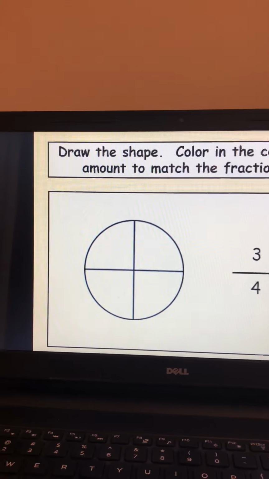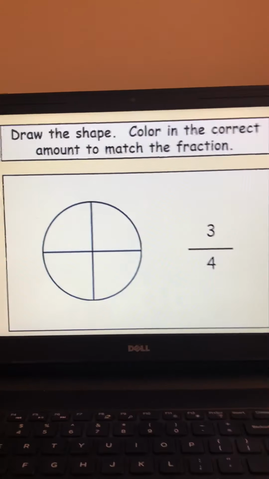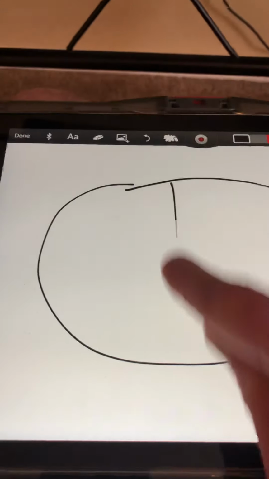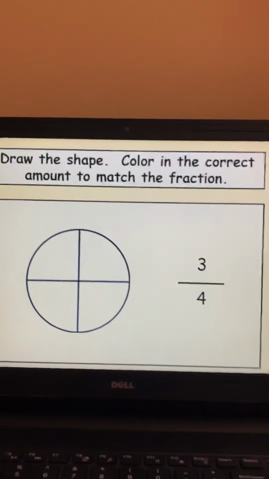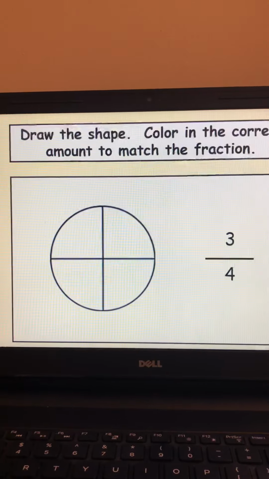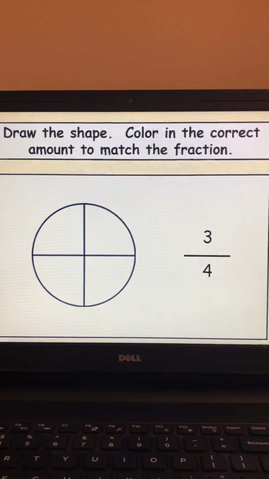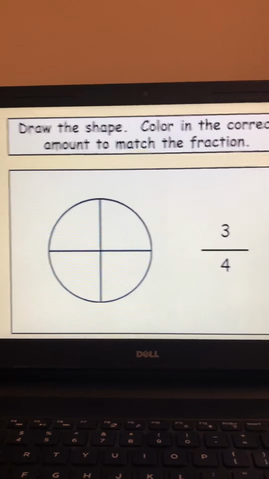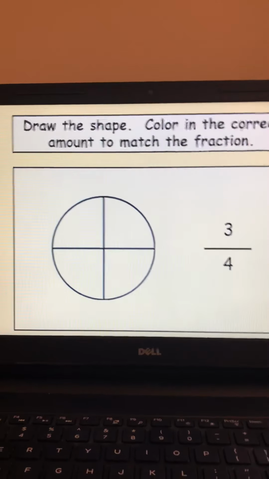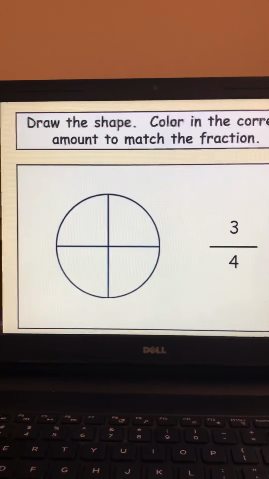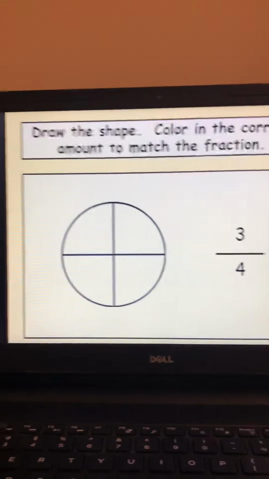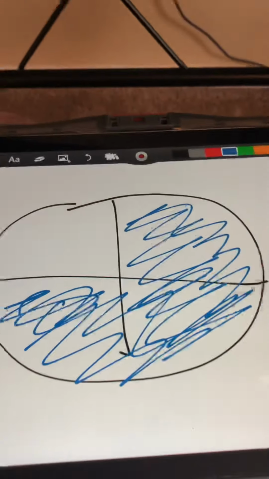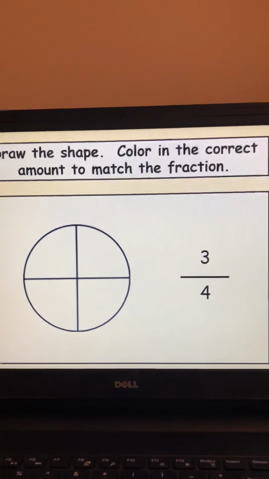And then draw this shape. We have a circle. It's divided into 4 parts. I'm going to give you a minute to see if you can get that figured out. How many of those you're supposed to shade in. Okay, so I went ahead and drew it on my Show Me app. We have 3 of the 4 are supposed to be shaded, so that's what I did.